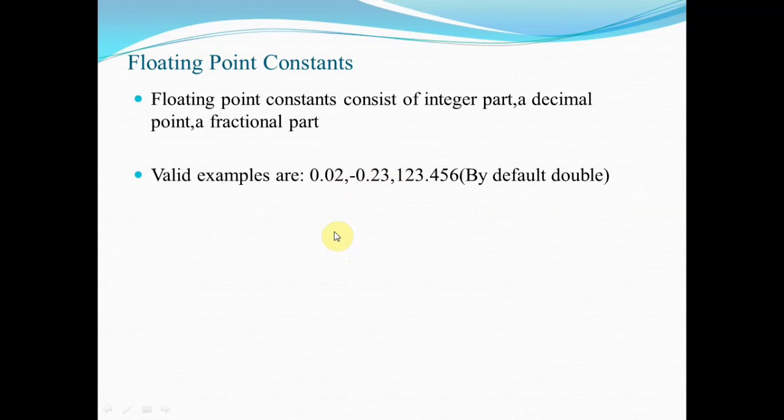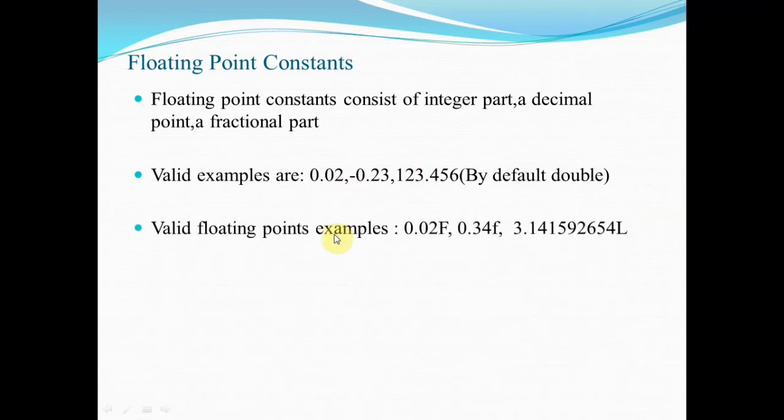So if you want to declare it as a float, then you have to write either capital F or small f after that number. So this is an example: 0.02f represents a floating point constant, or 0.34f is again a valid floating point constant. Now suppose you want to declare a long double, then it is written like this.